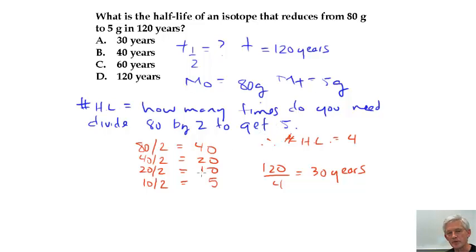And of course, I've just gone through the process. 80 divided by 2 equals 40, 40 divided by 2 is 20, so on and so forth. In other words, 4 times to get 5, so the number of half-lives is going to be 4. So if it takes 120 years to go through 4 half-lives, 1 half-life is just going to be equal to 120 divided by 4, or 30 years.